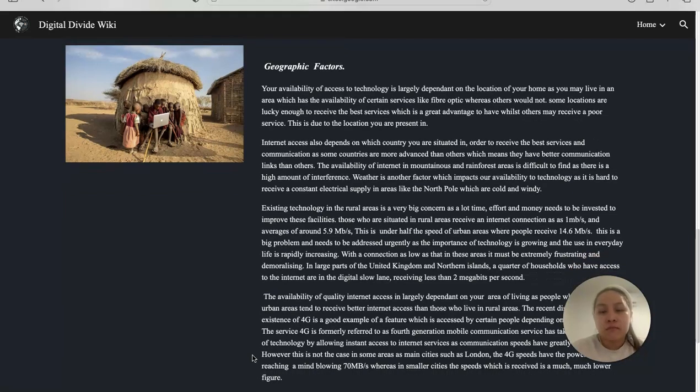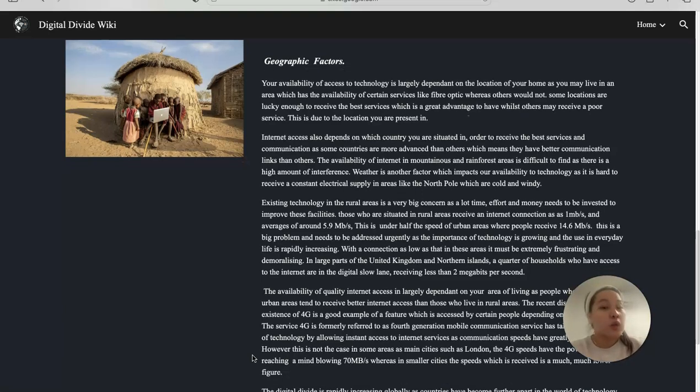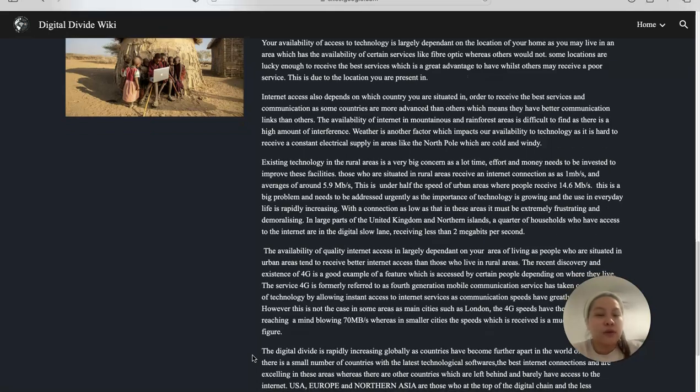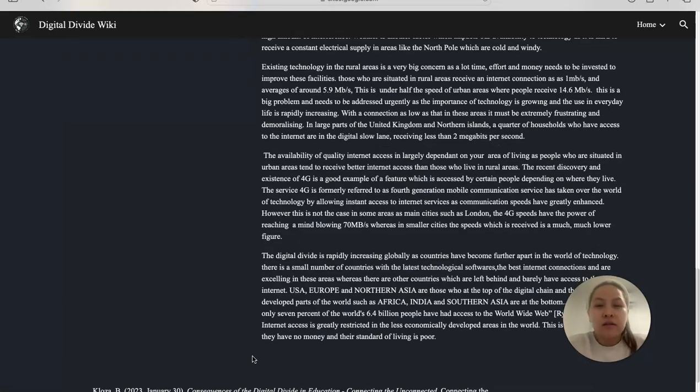Weather is also another factor which impacts our availability of technologies. It's hard to receive a constant electrical supply in areas like the North Pole, which are really cold and windy. Accessing technology in rural areas is a very big concern, as a lot of time, effort, and money needs to be invested to improve these facilities. People situated in urban areas tend to receive better internet access than those who live in rural areas.